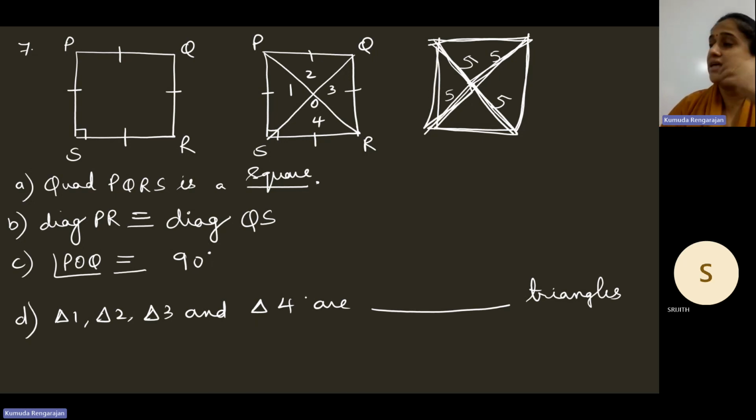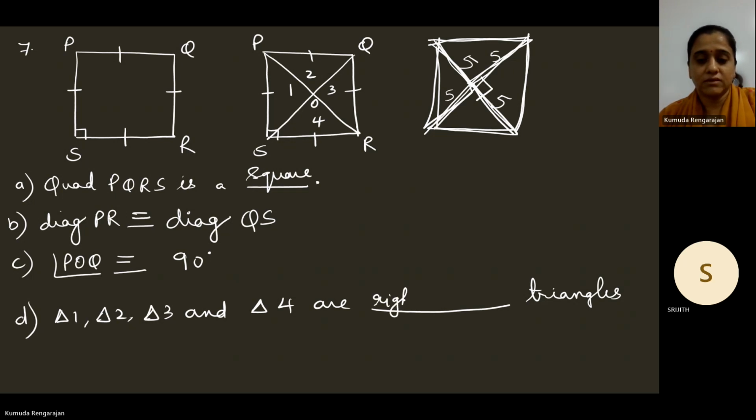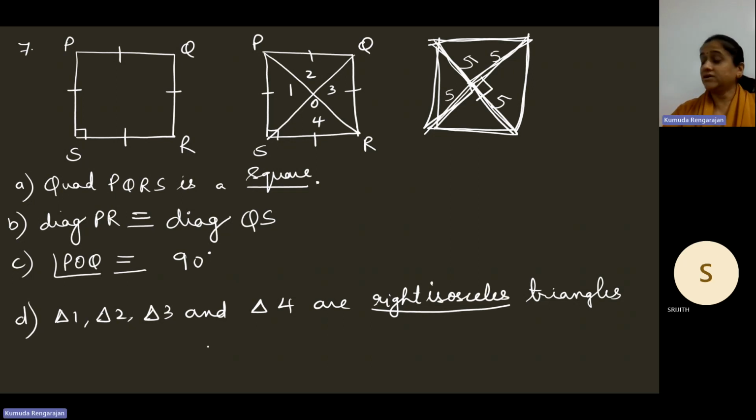So they are what kind of triangles? Isosceles triangles. Also, the diagonals are perpendicular to each other, so they are right triangles. So both put together, they are right isosceles triangles. In a rectangle, they are only isosceles. In a square, they are right isosceles triangles.